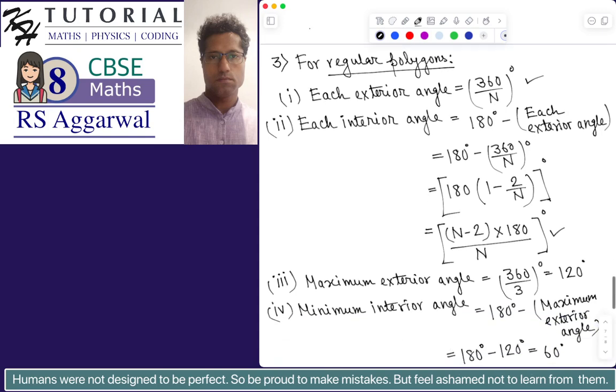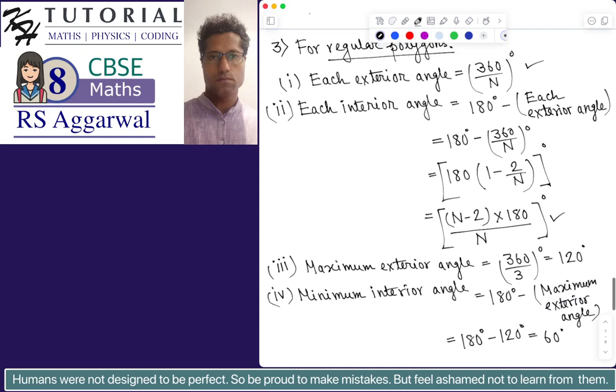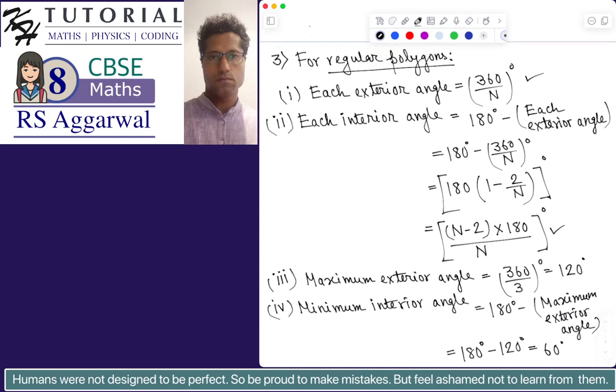Now, two quick results based on the exterior and interior angles of a regular polygon. The minimum number of sides of a polygon is 3. Even for a polygon that is not regular, the minimum number of sides is 3. And so obviously for a regular polygon, the minimum number of sides will also be 3.